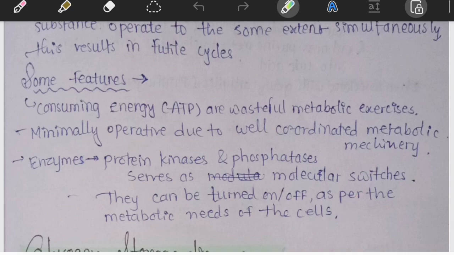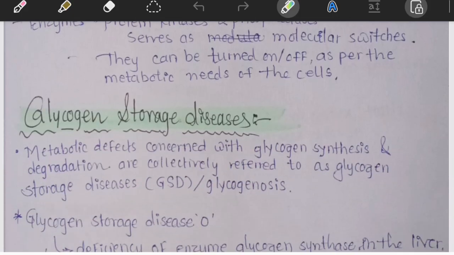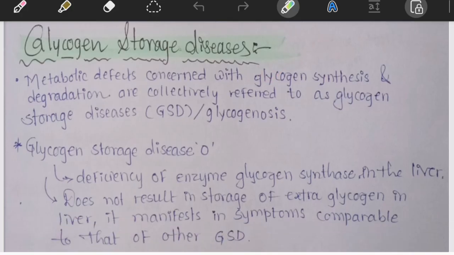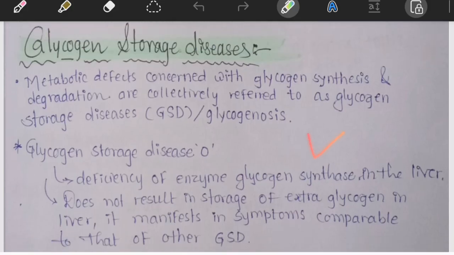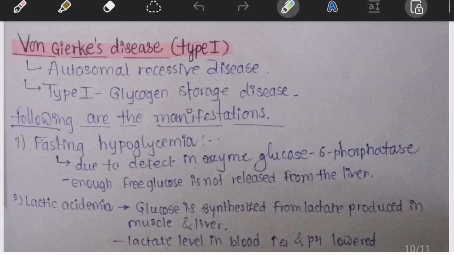Let's discuss the glycogen storage diseases. These are inherited metabolic disorders caused by defects in enzymes responsible for glycogen synthesis or degradation. Because of these defects, either glycogen cannot be synthesized properly or it accumulates abnormally inside the tissues. Which organs are normally affected? The liver, skeletal muscle, and heart. Let's discuss the disease von Gierke disease type 1.